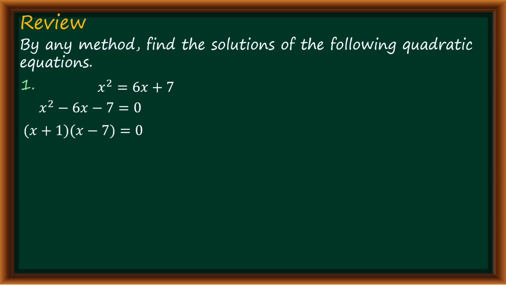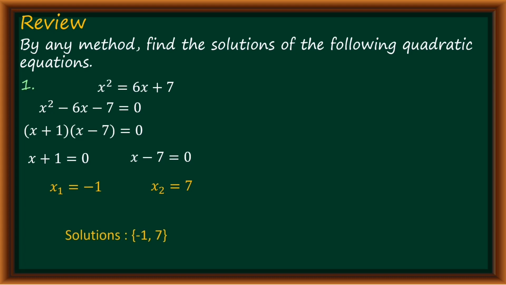To solve for the first value of x, we can have x plus 1 is equal to 0, and then x sub 1 is equal to negative 1. And then to solve for the other solution, we have x minus 7 is equal to 0. Then our x sub 2 is equal to 7. Therefore, the solutions are negative 1 and 7. Let us have number 2.